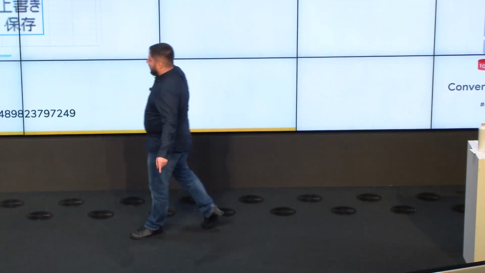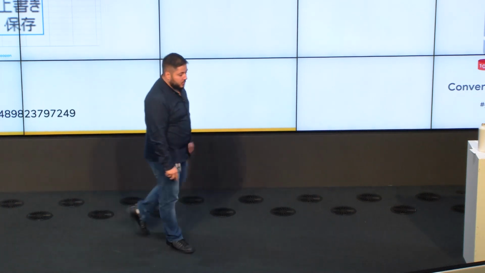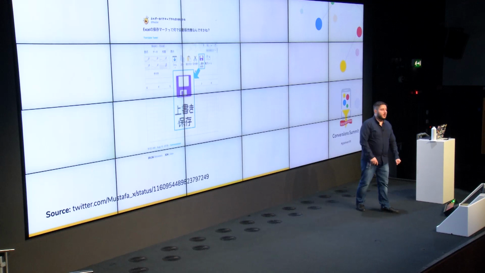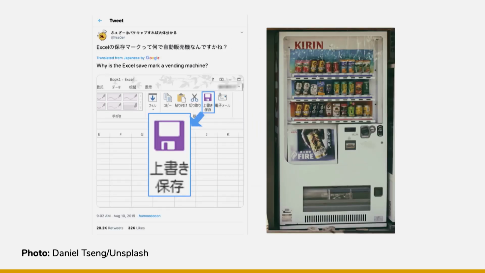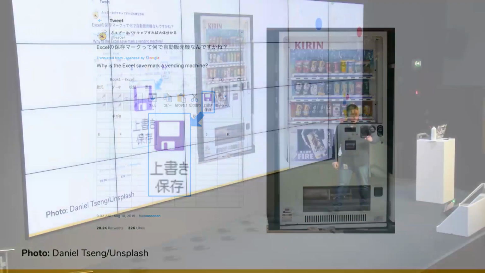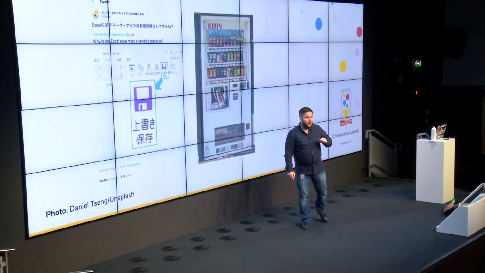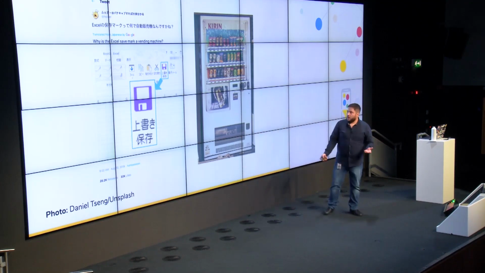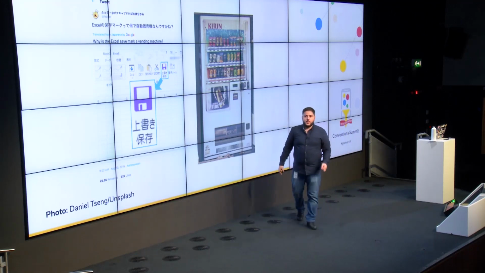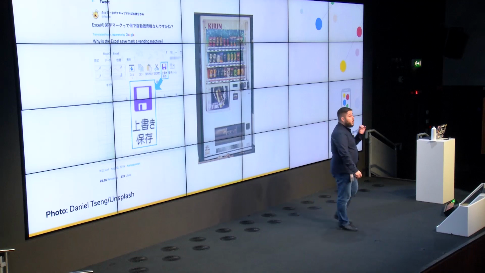Right, this was something that happened recently. Japanese users use Excel, and they asked a very interesting question. And the question was about this icon. Why is the icon of save a vending machine? That's a Japanese vending machine. The problem with using icons only is metaphors change with time. This user has never seen a floppy disk before. Which makes sense, right? Which is important. Always use a label.